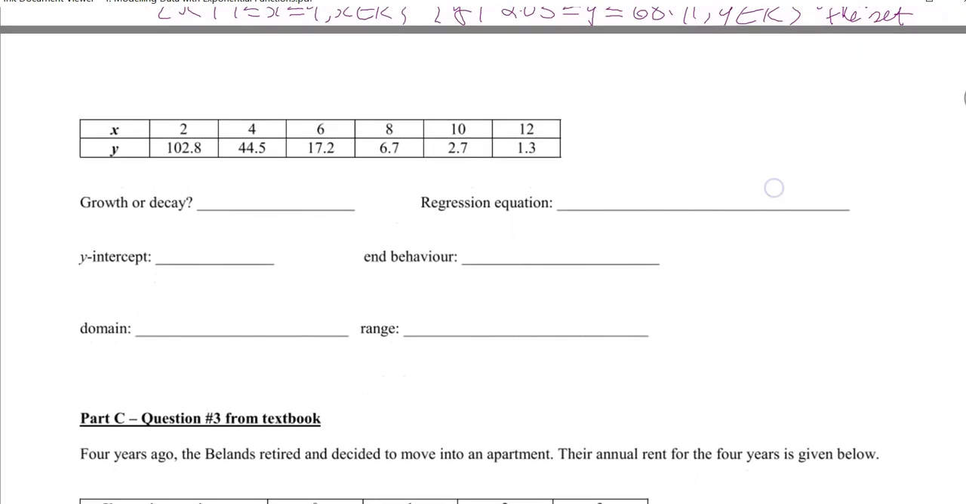This guy here. All right, so give this one. Is this growth or decay? Decay. All right, let's do it. So we're going to clear.